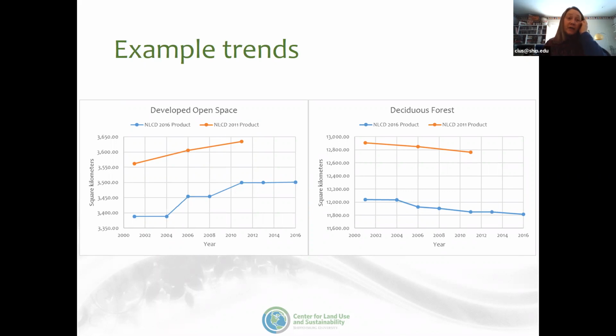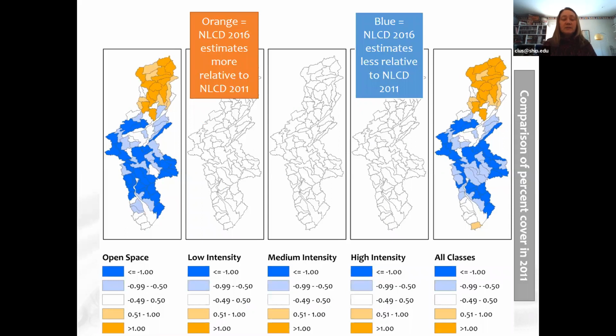If we drill down a little bit and look at how these two editions differ over space, this is looking at differences between the 2011 and 2016 editions at the scale of HUC-10 watersheds. So these are relatively large watersheds, but it does allow us to see differences in these two products. In this case, we're looking at the developed classes. So the first map is developed open space, and then we have developed low intensity, medium intensity, and high intensity. And the last map on the right shows all classes combined.